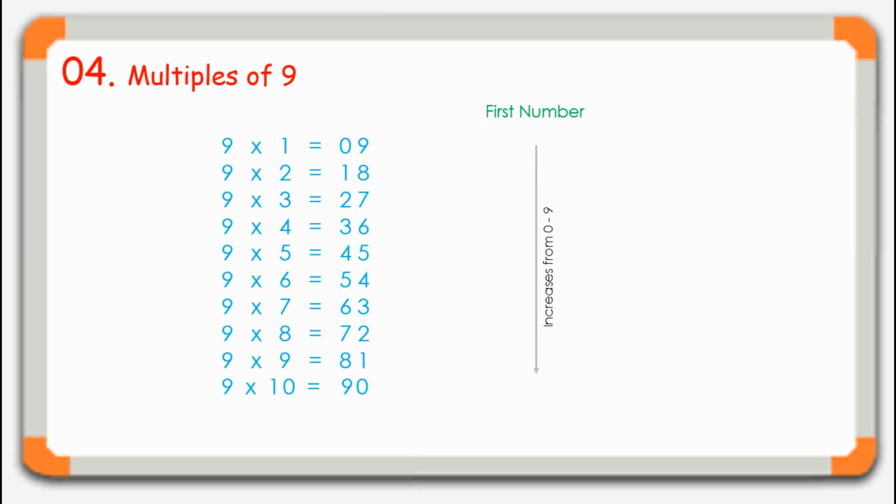From top to bottom, the first number will be increasing. And the second number decreases from 9 to 0. So this is a simple trick that you can use or implement to find the multiples of 9.